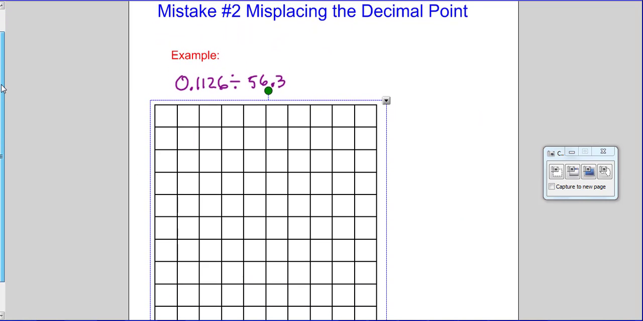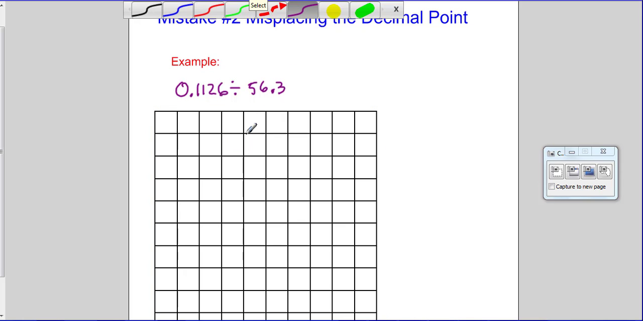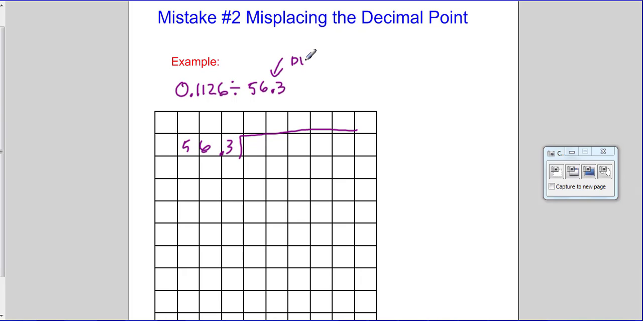So our second mistake is misplacing the decimal point. It helps probably, if you're having trouble, to make a grid and use a grid for your long division. So that's what I'm going to do here. I'm going to use a grid to do this problem. So I'm going to put the 556.3 outside the division bar. That's my divisor. This is my dividend, what I'm dividing into.